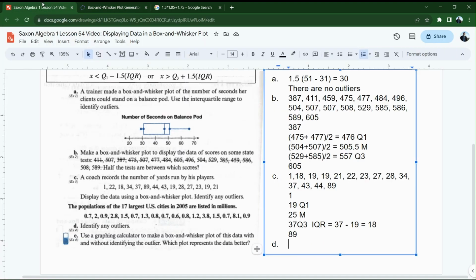All right, that is how you work these box and whisker plot problems. You should do numbers 1 through 30 for next time.